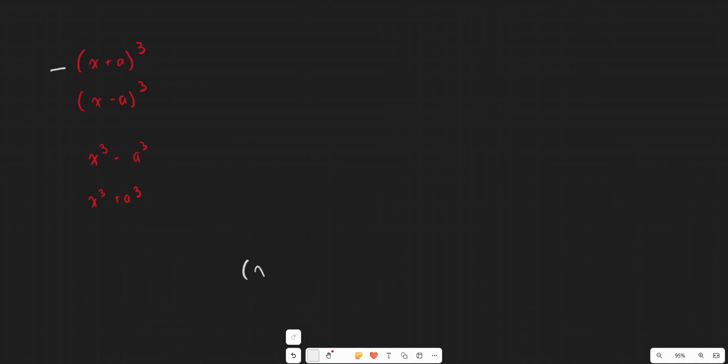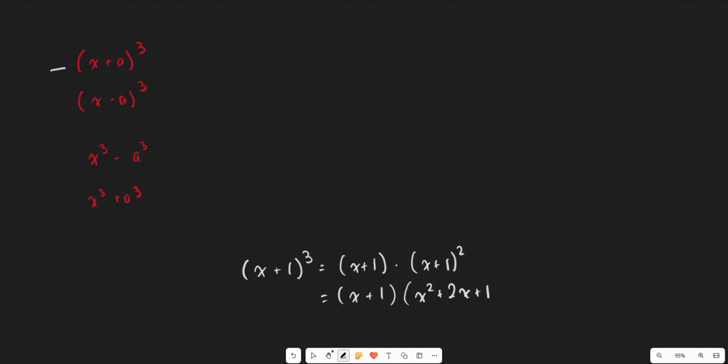So if we plug in a value for a and we want to find the cube, we can rewrite this as x plus 1 times x plus 1 squared. And we know what x plus 1 squared is. It's just a perfect square, and we went over this in our last video. But this would evaluate to x squared plus 2x plus 1.